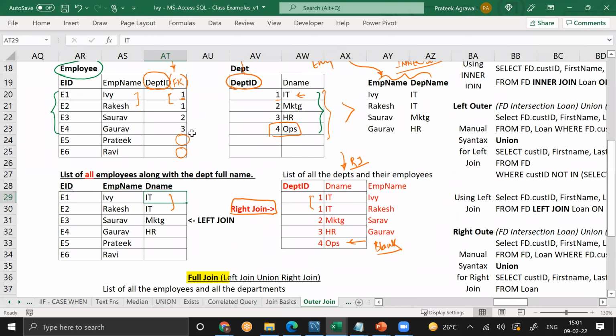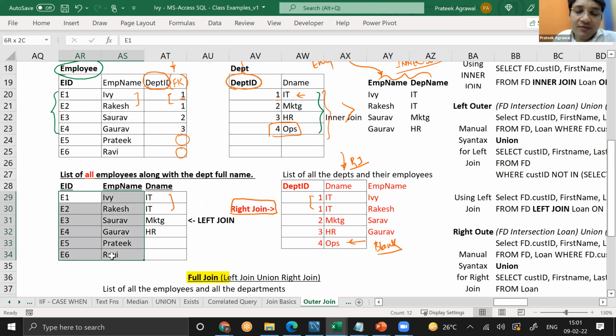If you want only common rows between the two tables, then you will use what? Only inner join, common. Not the right or left. Inner join, right? Yes. When you want all the rows of the left table, including the matching rows from the right table, then left join. And if you want all the rows of the right table, including the matching rows from the left table, then you use right join. And then we also have full join, which is nothing but left join union with right join.